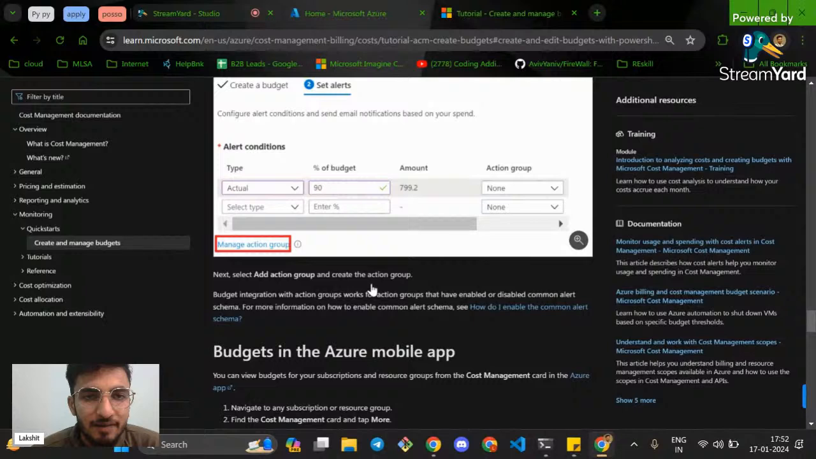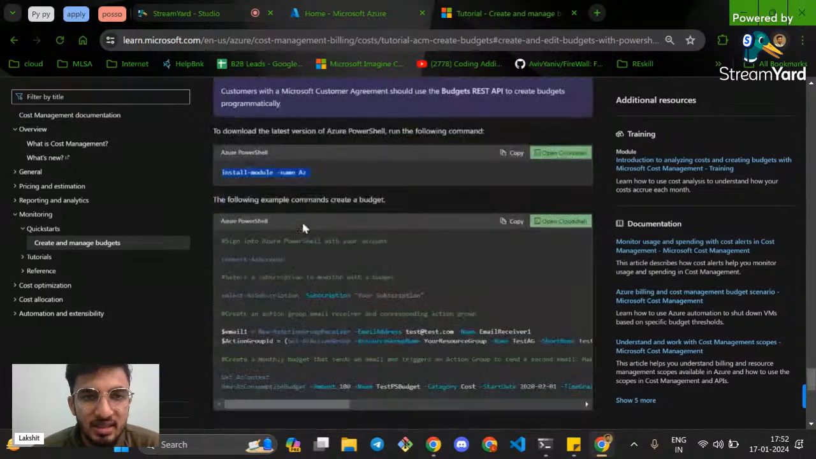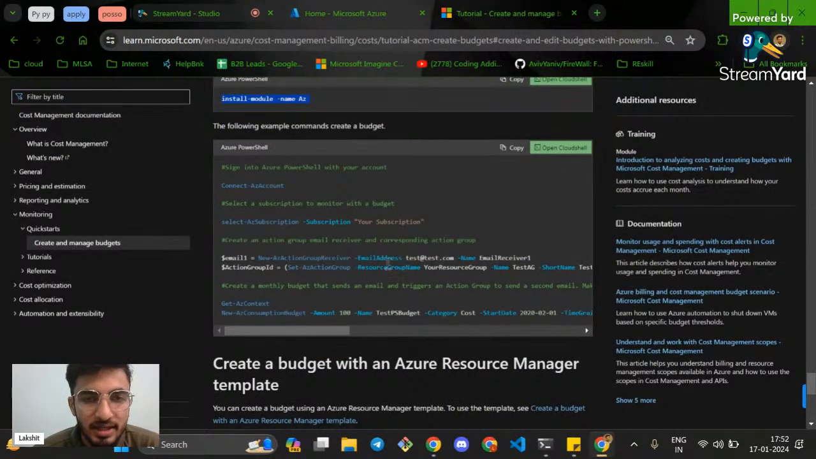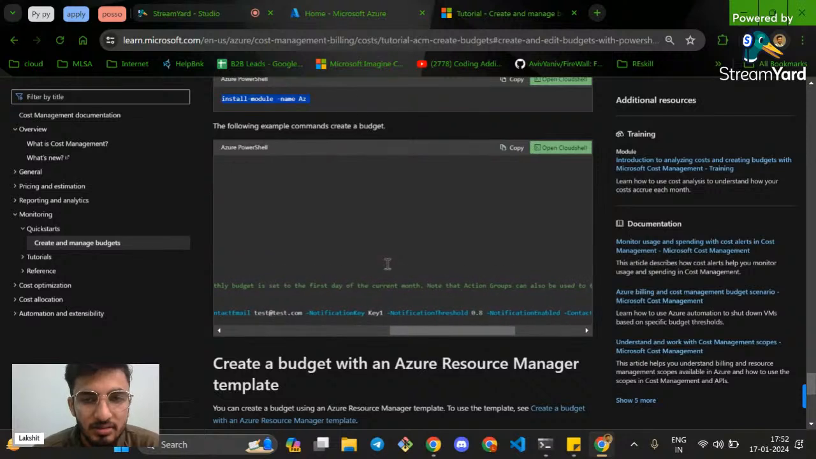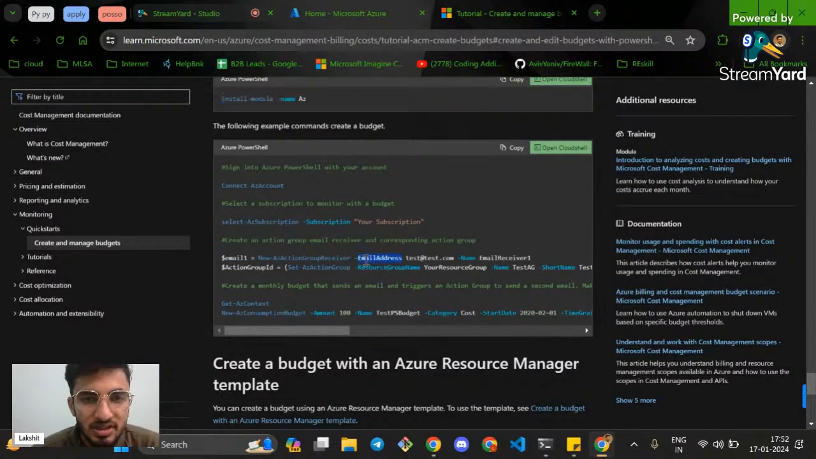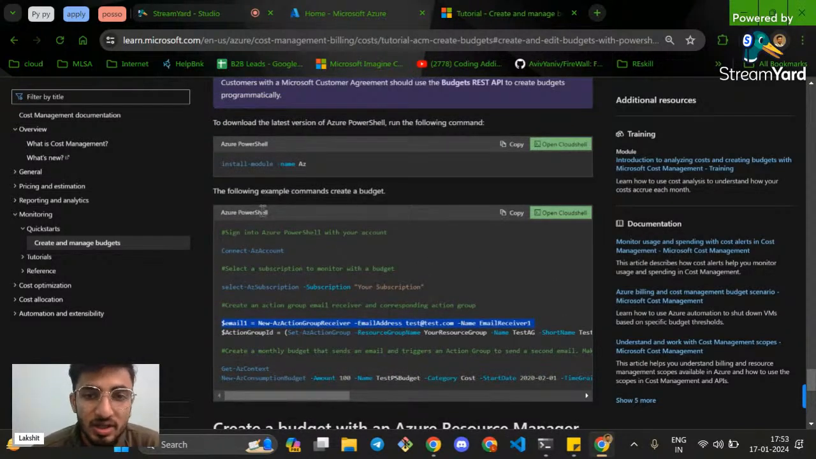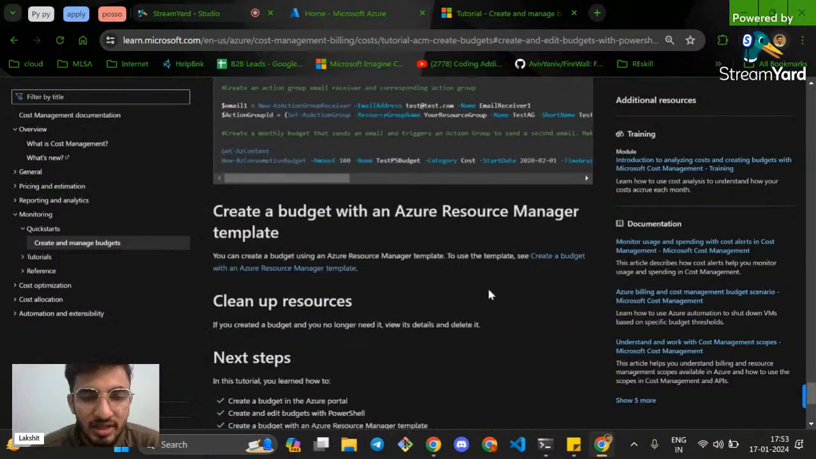See here, I was talking about these commands. You can utilize these commands and set up your entire subscription and everything. You can utilize them in PowerShell, and also in your Cloud Shell as well, right? So there are two things that you can always utilize.